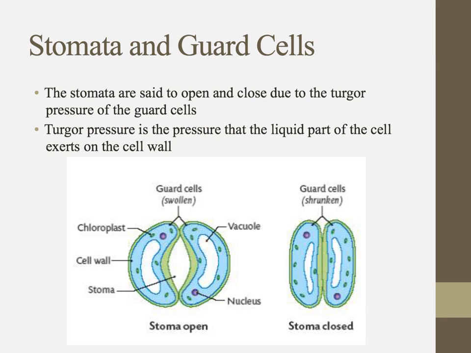Okay, now this whole system works on something called turgor pressure. Turgor pressure is the pressure that's exerted on the inside of the cell due to water. So water is going to fill up the central vacuole of this guard cell, and that's going to determine whether the guard cells are open or whether they're closed.